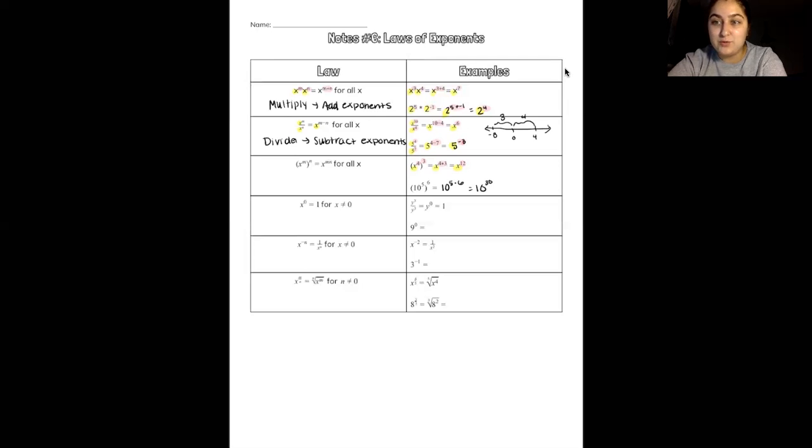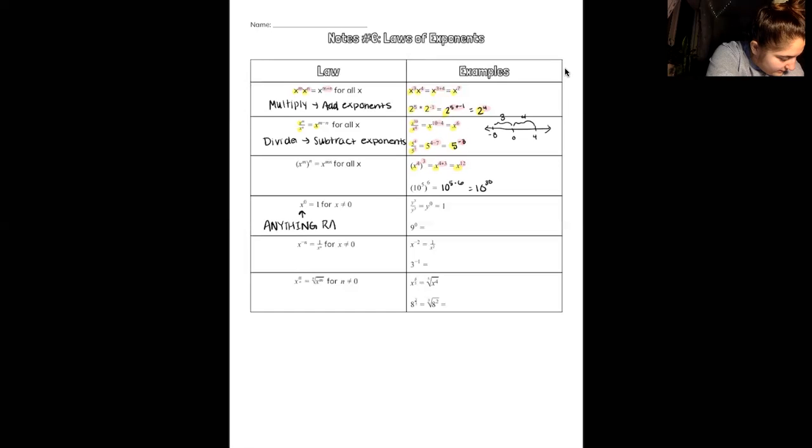And then our next rule is really important. If we raise anything to a 0, we always get a 1. So anything raised to 0 equals 1, always, no matter what, right?